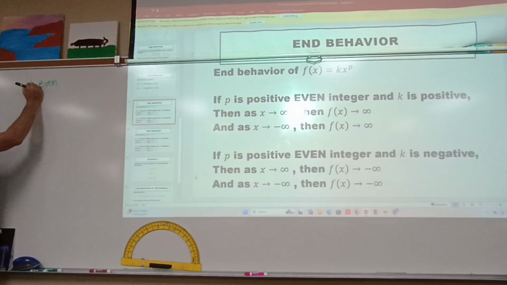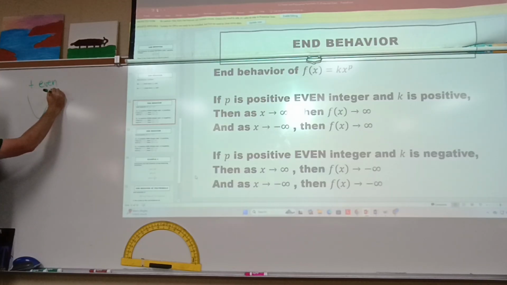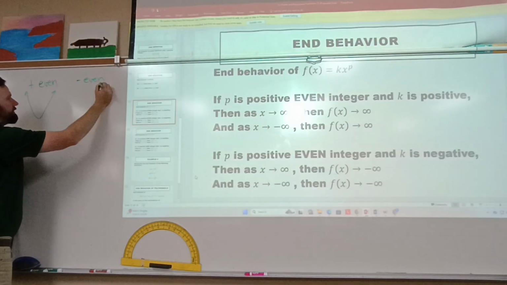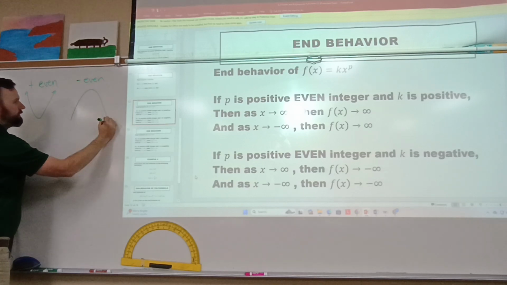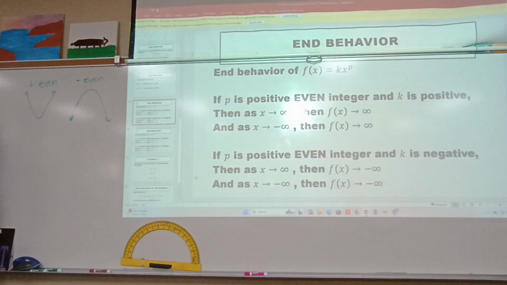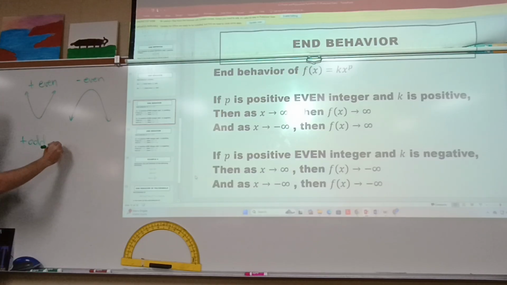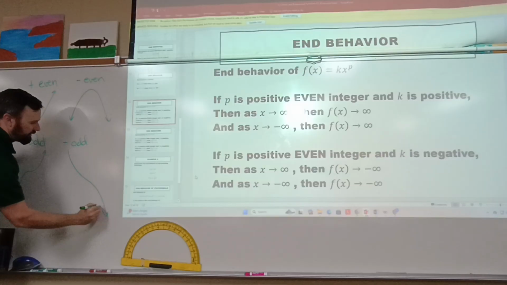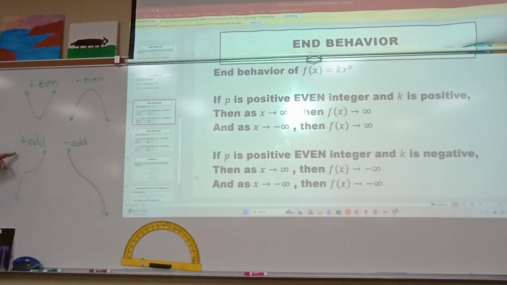All right. So do you all agree? If I'm a positive even function, I look like this, right? If I'm a negative even, what am I going to look like? Flipped, right? If I'm a positive odd, that's me. It's going to look something like that. If I'm a negative odd, it's going to look something like that, right? These two things I need to know.